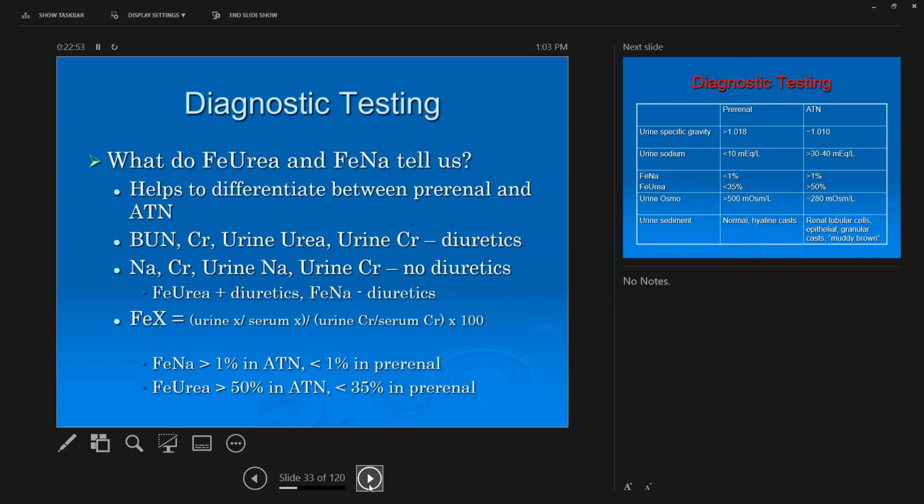Does it matter how long they've been on diuretics? I think if they're presently on it. Yep. So if you guys want, maybe just Google MDCalc. That way you know how to find those. And then you just type in FeNa, or fractional excretion of urea. You'll find it.